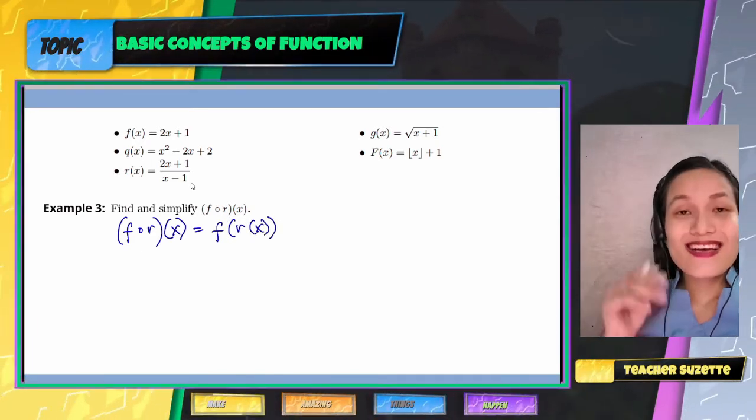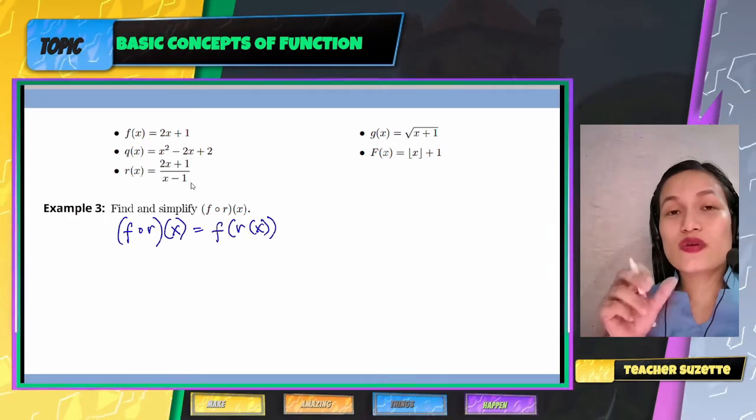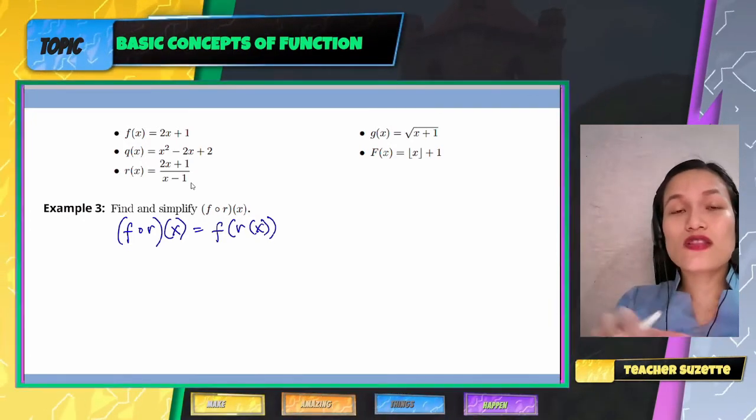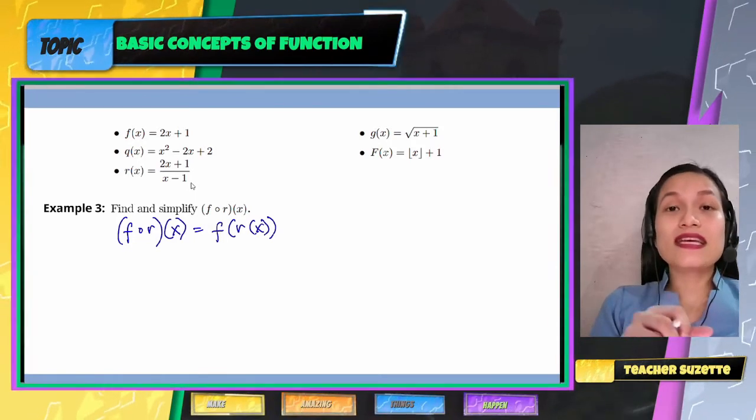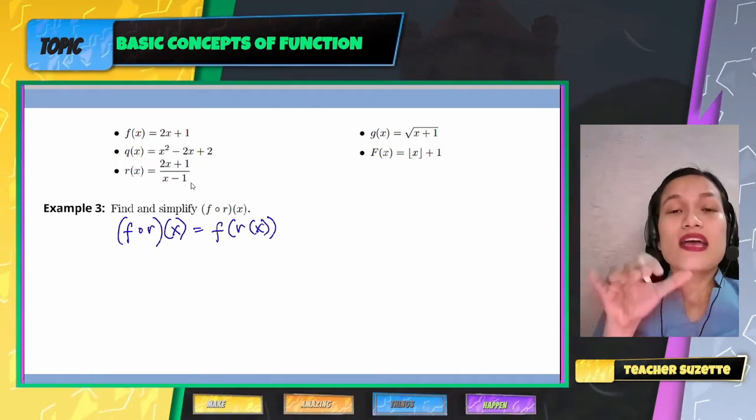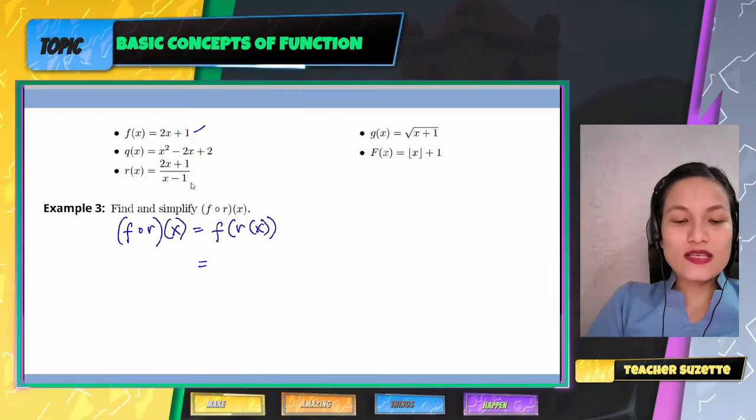So, ang ating function na r of x will be substituted or i-replace natin siya dun sa values ng x ng ating outer function na f of x. So, ang ating f of x is 2x.